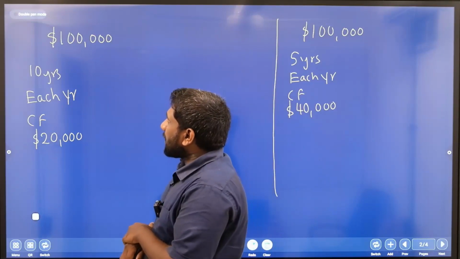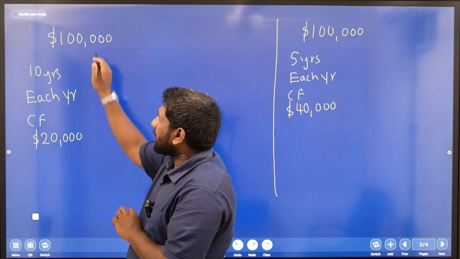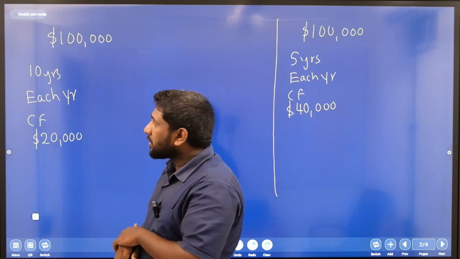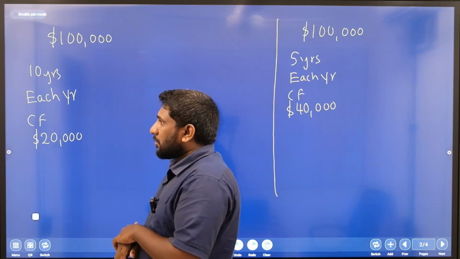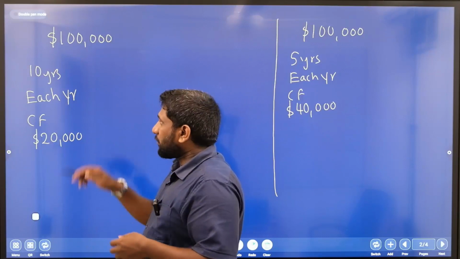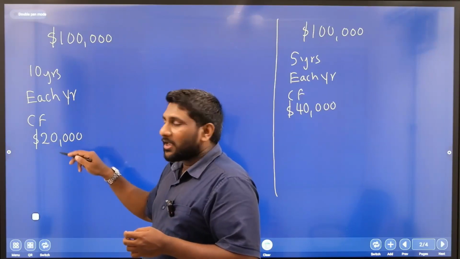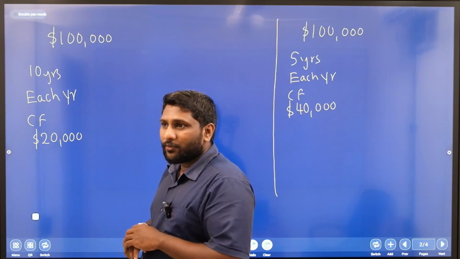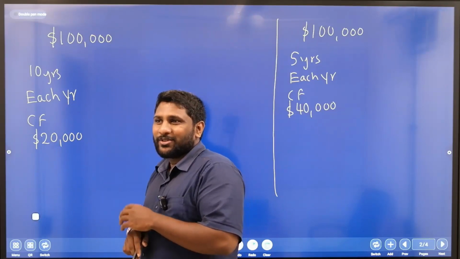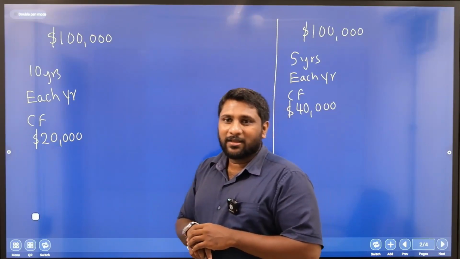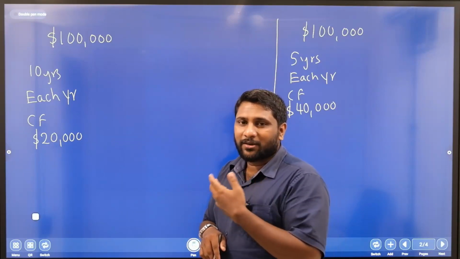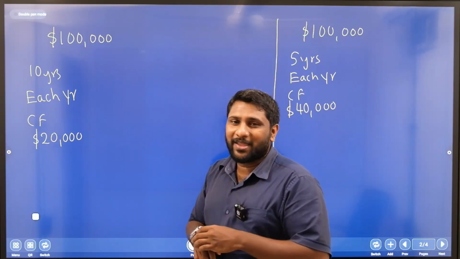The question is, I am going to invest $100,000. My investment amount is 100,000. I am planning to keep this investment for 10 years. From this investment, each year it will generate a cash flow of 20,000. So the question is very simple. How long will it take for me to recover the initial investment? So what is the payback period?